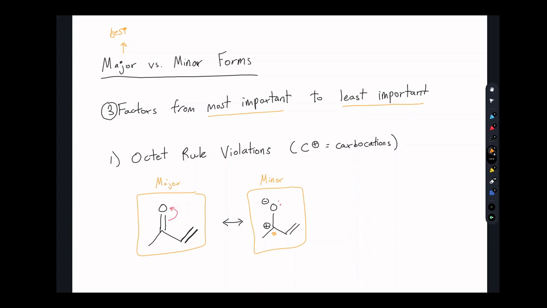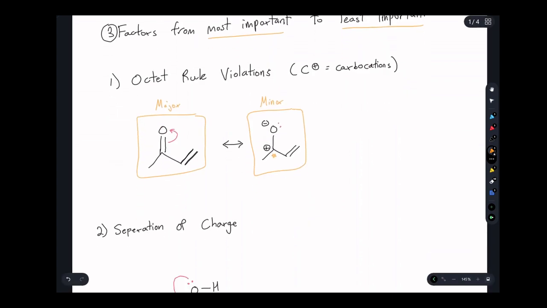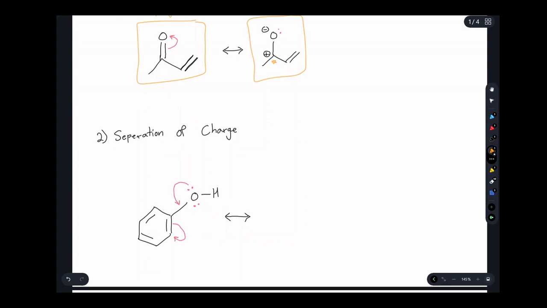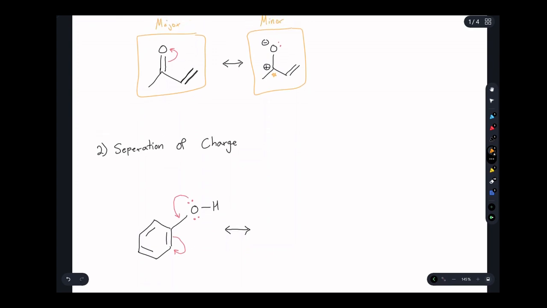The reason why this is the most important is if multiple factors are changed, the octet rule violations will take priority. And you'll see an example of that at the end of this lecture. Now, the second trend is going to be separation of charge. Here's an example of a benzene ring that has an alcohol group connected. Fun fact, another way to name this molecule is to call it a phenyl.